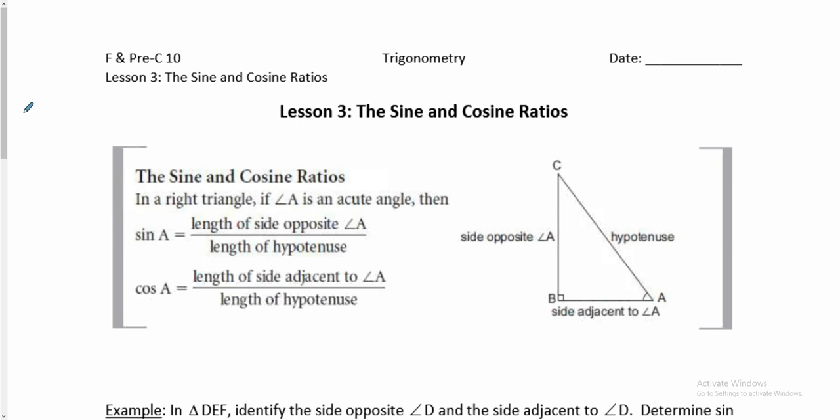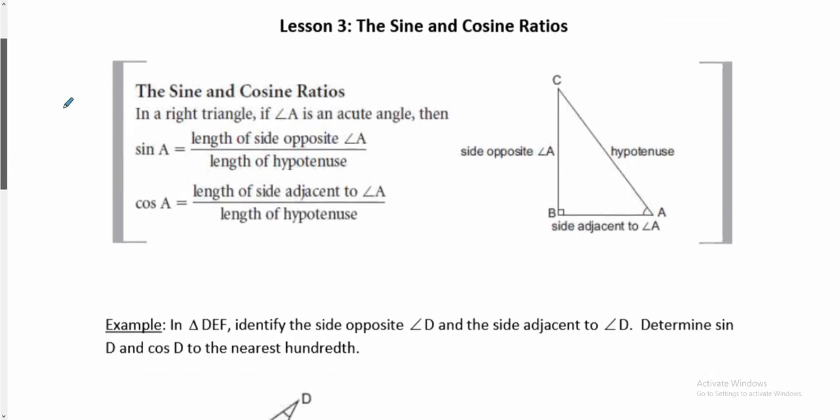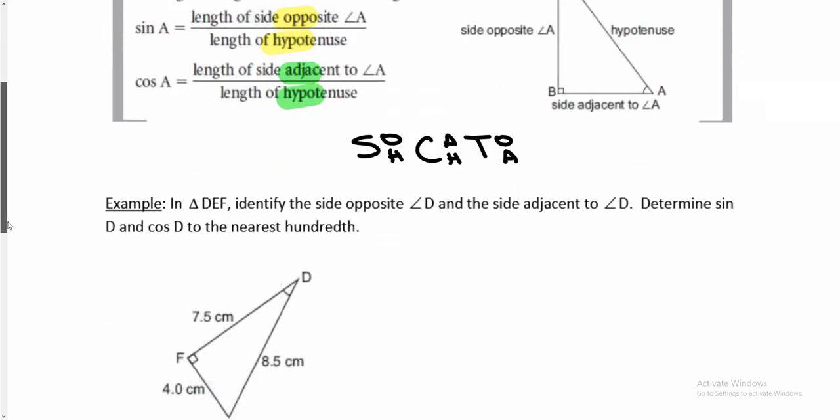The sine and cosine ratios are extremely similar to the tangent ratio, except sine A is opposite over hypotenuse and cos A is adjacent over hypotenuse. So at this point, we now know SOH CAH TOA. Let's jump into an example.